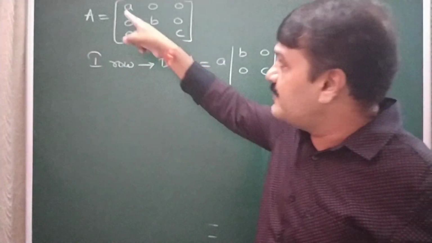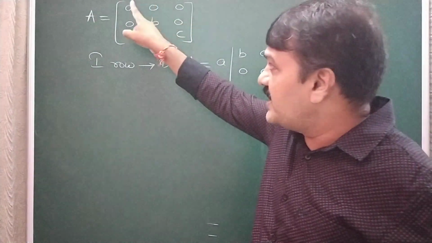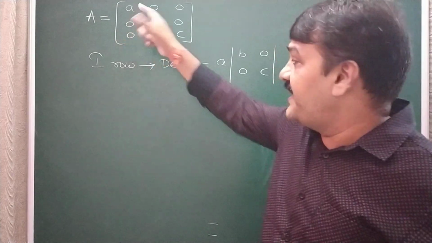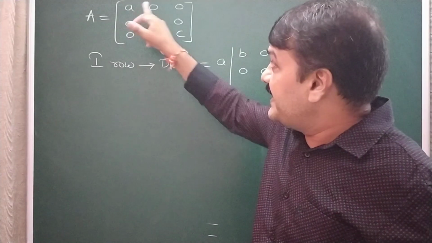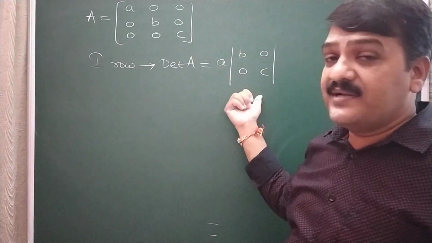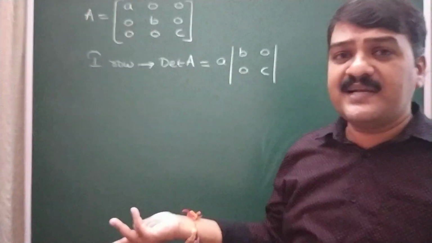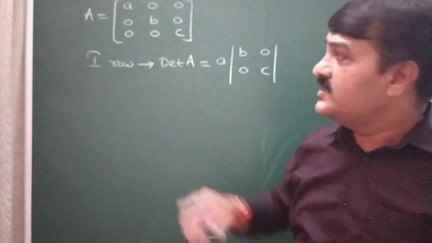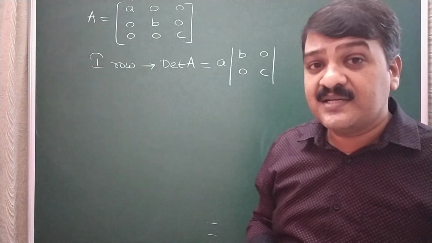If you are writing the complete first row, you should write like A into its cofactor minus 0 into its cofactor plus 0 into its cofactor. You should write like that. But 0 into its cofactor, no need of writing, that is 0 only. So this is enough. So what do you understand here?